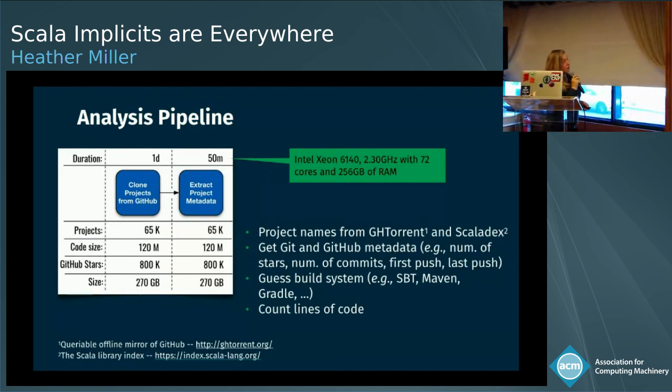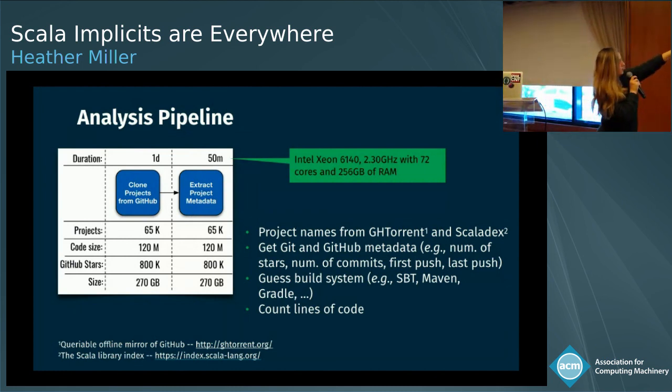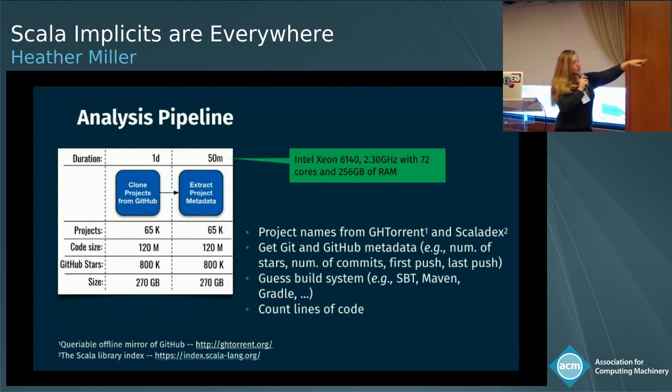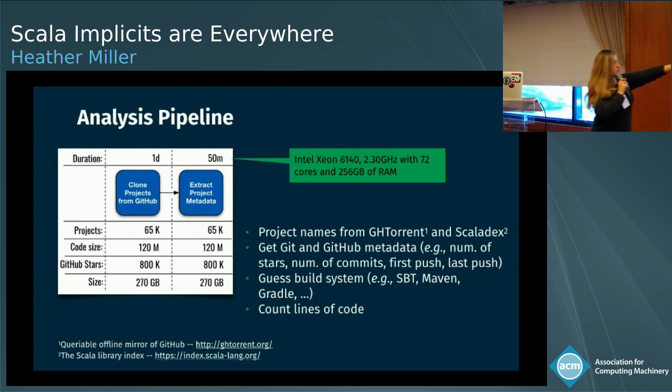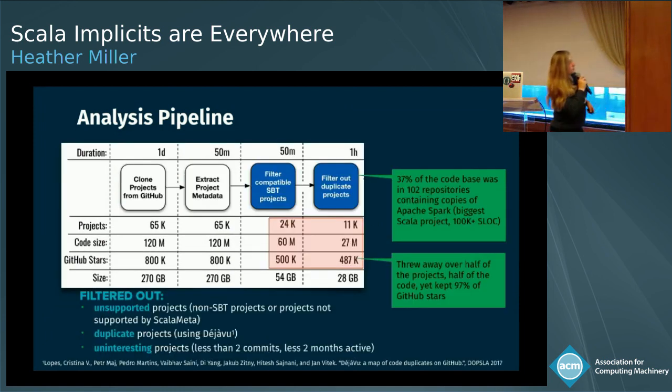The first part grabs all the projects from GitHub and extracts the project metadata. We do this from GHTorrent, and we figure out what's libraries from Scala Deck, which is the Scala package index. Then we grab a bunch of data from GitHub: how many committers, how many commits, how many stars, things like that, and the build system. Of course, we can't necessarily support every build system that exists on the planet. Then we count the lines of code.